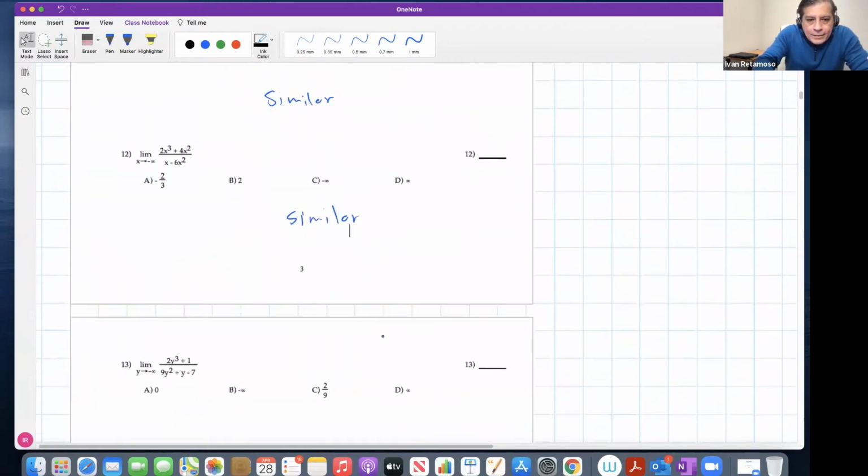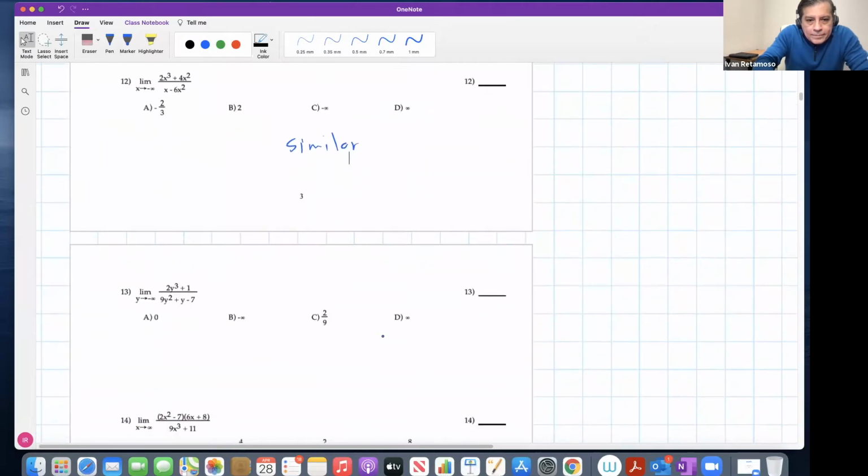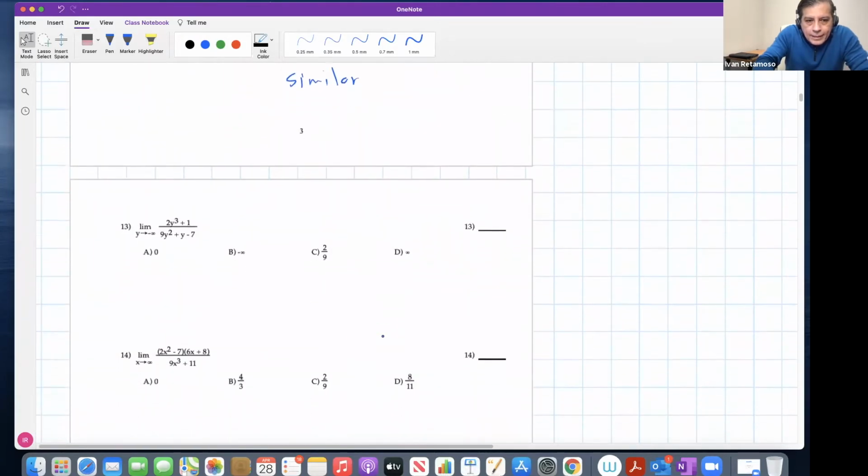Let's reach the computation of the asymptotes. This one also similar, right? But sometimes maybe I should do this because this will lead to a very special result. It's not going to be a number here. Instead, it will probably be infinity or minus infinity. Let's see. Suppose you have this situation, 2y cubed plus 1 over 9y squared plus y minus 7, and we want to get this done.